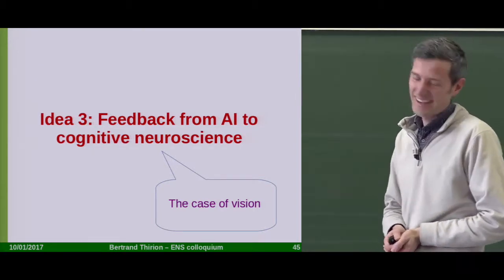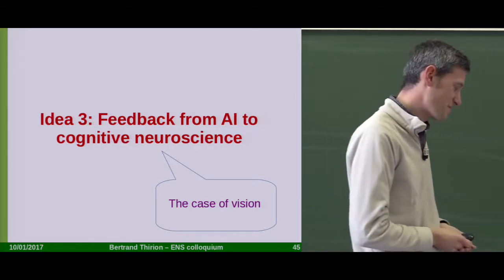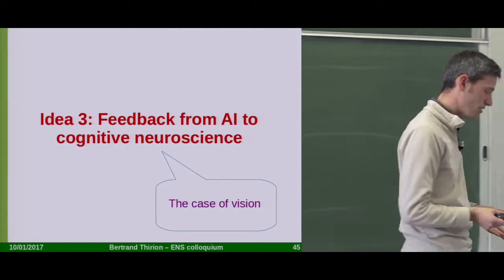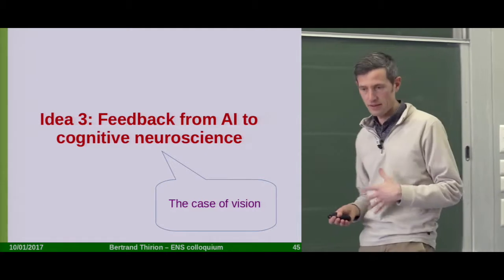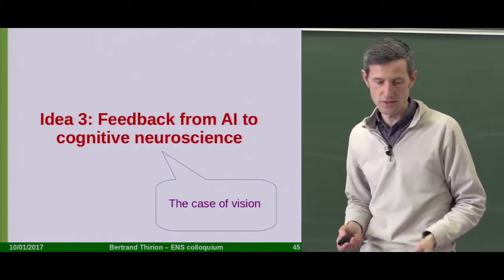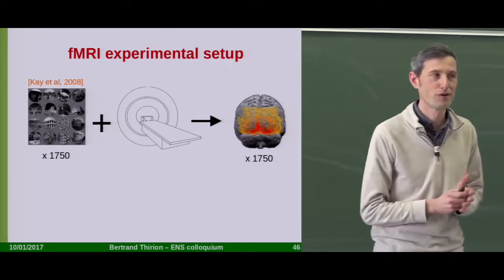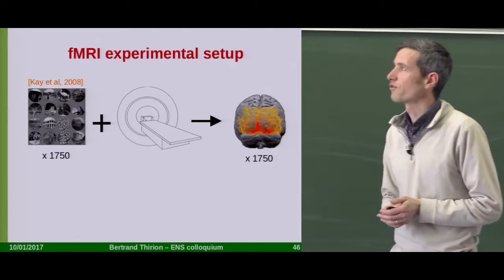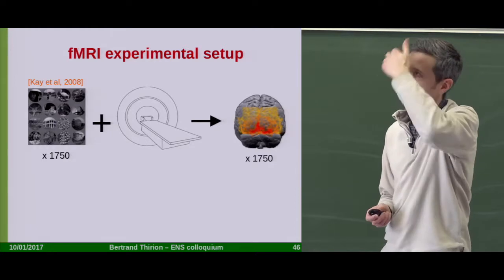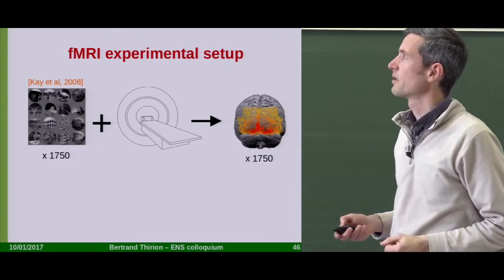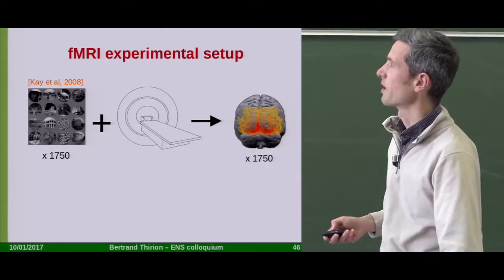I think at the time now, we are in an interesting period where there has been lots of developments in artificial intelligence, and I think that some of them can feed back to cognitive neuroscience. That's what I'm going to describe. So I'm going to focus on vision, which is, of course, an easier system to study typically, because it's a large system. It has been studied also for a long time.